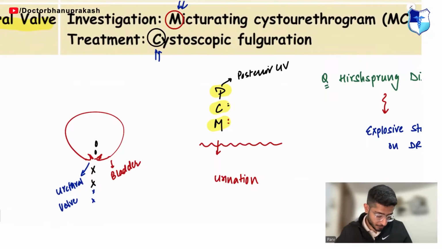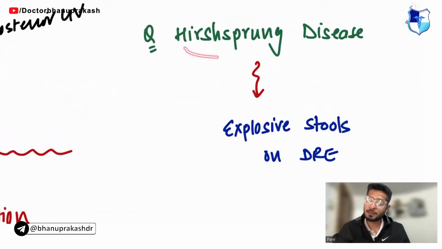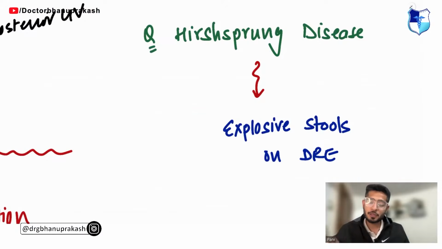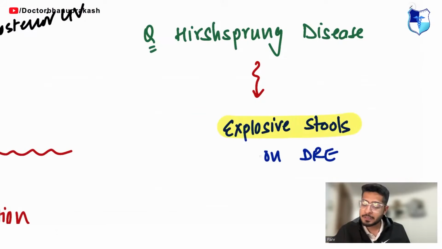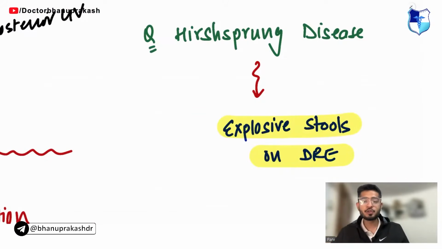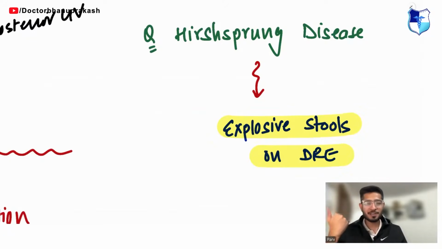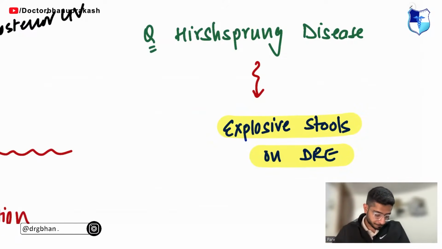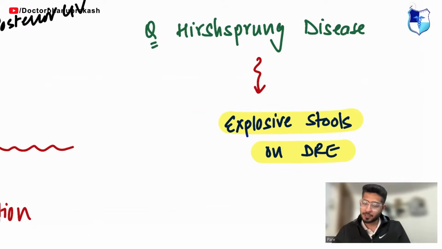Hirschsprung disease. The hint in the question is going to be explosive stools on DRE, explosive stools on digital rectal examination. Whenever you perform a digital rectal examination, there will be explosive stool that is going to come out. So the explosion of the stool is going to come out.